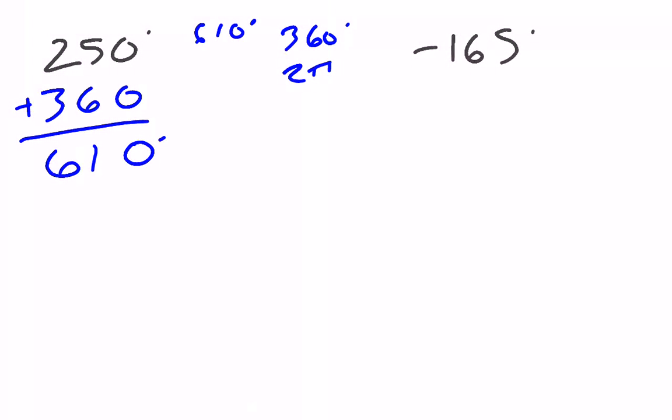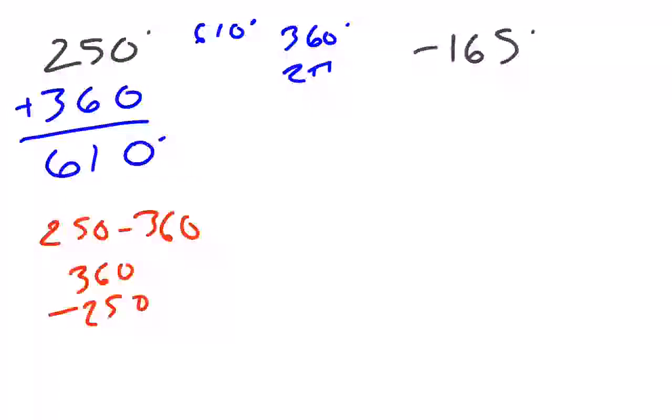Now if I wanted, I could sit here and add 360 degrees as many times as I want. It's still going to be positive, but why do more work than you need to? To subtract, I'm going to do 250 minus 360. Now, the easiest way, I think, is to think of it as 360 minus 250.